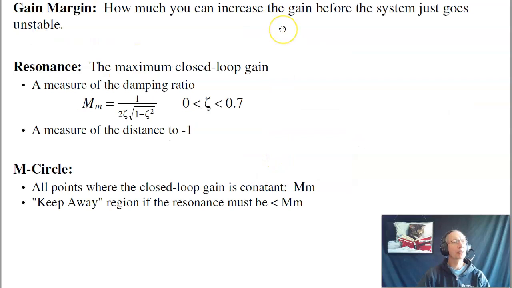Well, that's where the term gain margin comes from. The gain margin is, if the plant is stable, meaning that when the phase shift is 180 degrees, how much less is the gain than 1? Basically, how much can I increase the gain and still get a stable system? What's my margin of safety? That's gain margin. Gain margin doesn't necessarily tell you a good system.